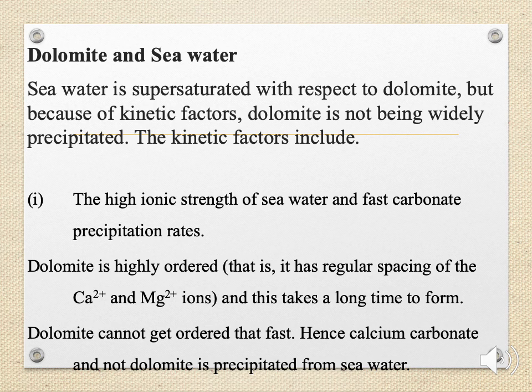Now, seawater is generally supersaturated with respect to dolomite, but because of kinetic factors, dolomite is not being widely precipitated. These kinetic factors include, one, the high ionic strength of seawater and fast carbonate precipitation rates. Additionally, dolomite is a highly ordered mineral, which I was showing you when I was showing you the atoms and the ions and so forth. This means that it has a regular, alternating spacing of calcium and magnesium ions, and this takes a long time to form.